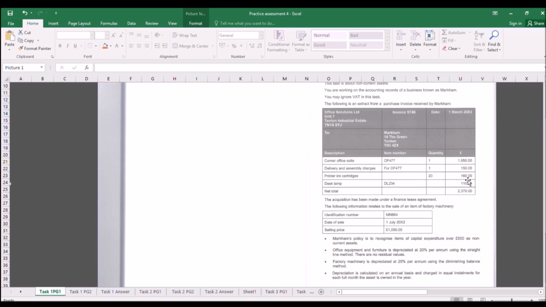Desk lamp. This is interesting. We've got a low amount here. So when I said we were looking for the capitalization note, it's highly possible we're going to be tricked here and have something which is lower than the amount. Let's have a look and see what we've got. The acquisition remained under a finance lease.